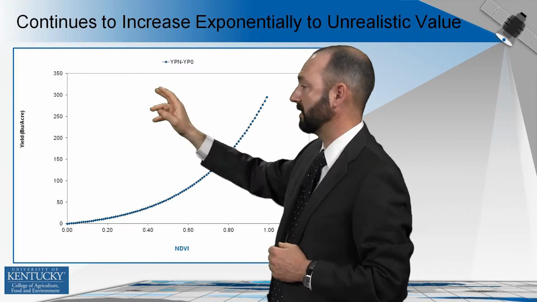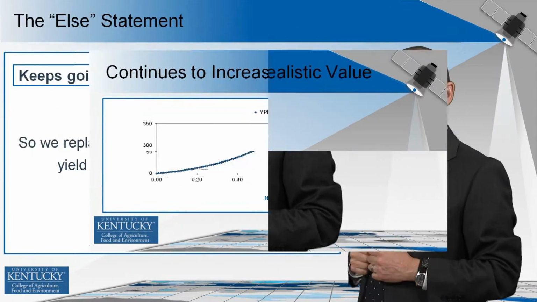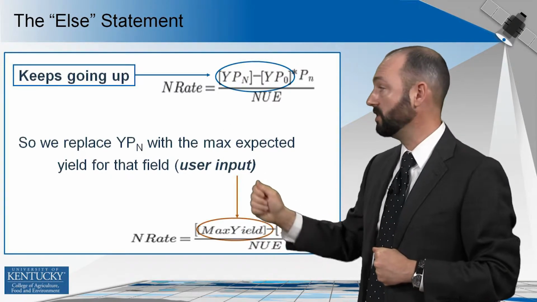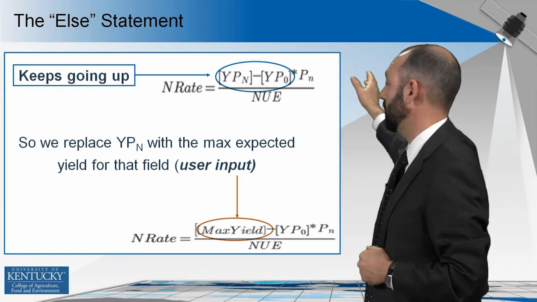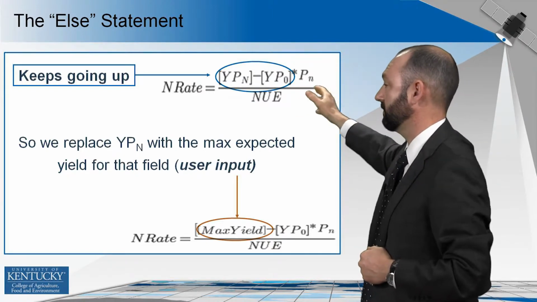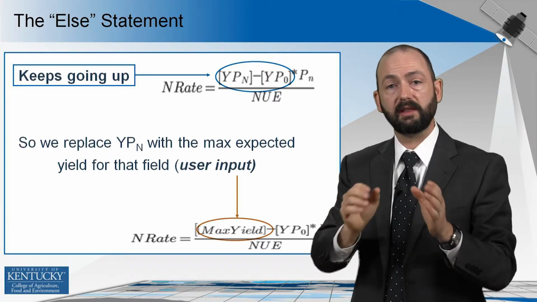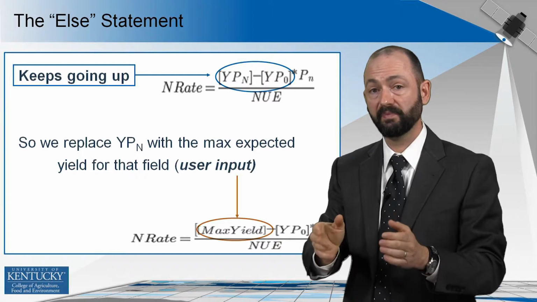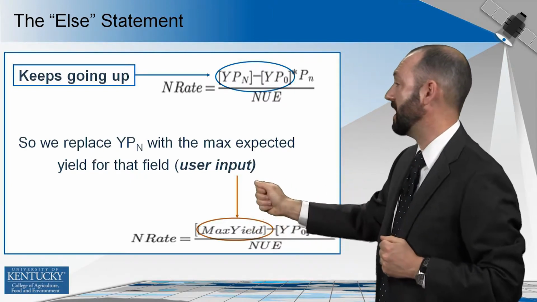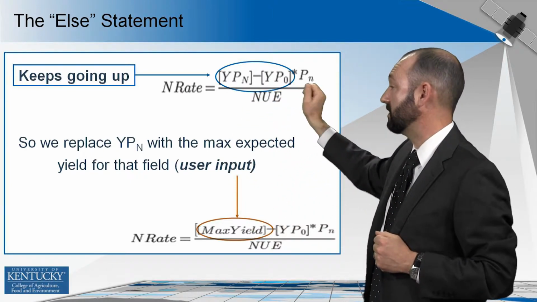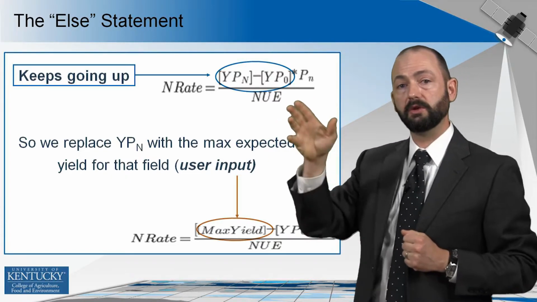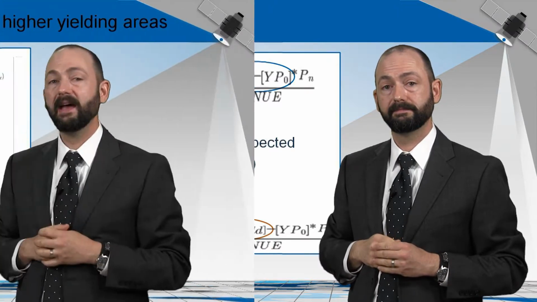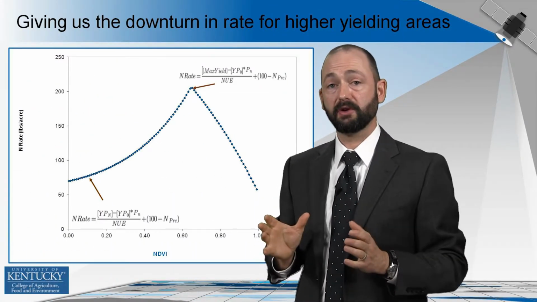In this field, we don't expect to get yields of 300 bushels per acre. So this is where that else statement comes into play that we showed before. We know that yield with nitrogen minus yield without nitrogen goes up exponentially. So we replace the yield with nitrogen that the equation is predicting with the max expected yield, which is a user input. And since that's a fixed value, but now the yield without nitrogen is continuing to go up, the difference between the two is going to start going down because the yield without nitrogen will exceed the yield with nitrogen. So this is the equation in graphical form.